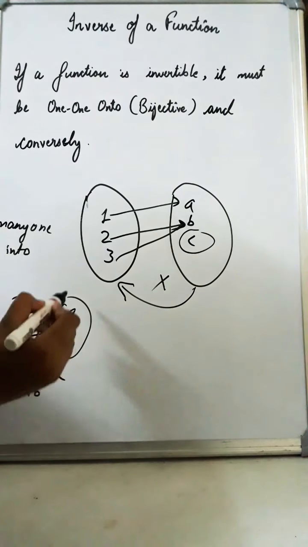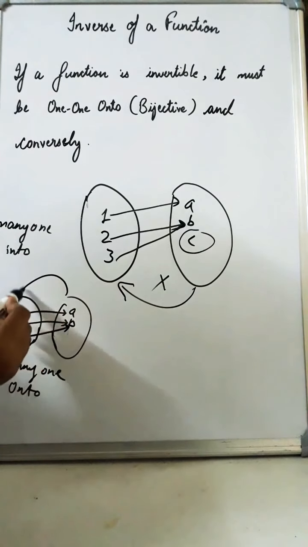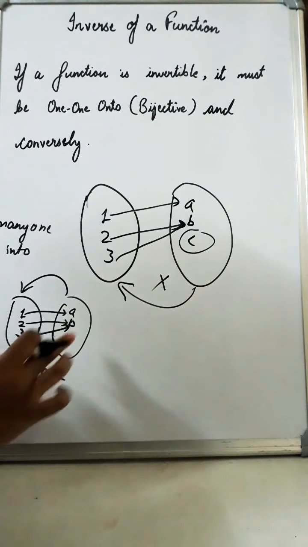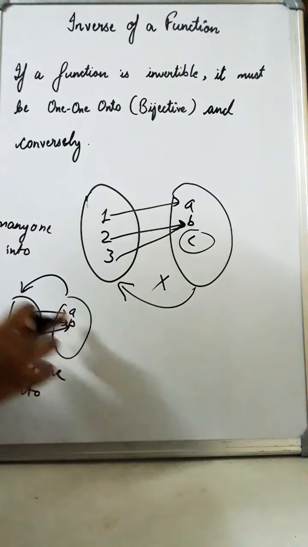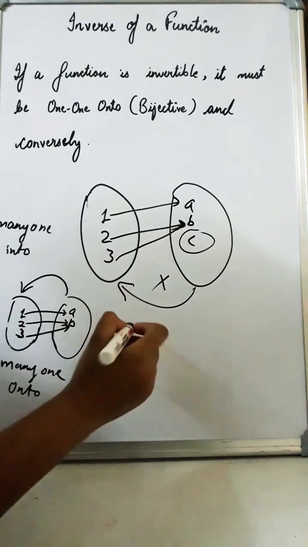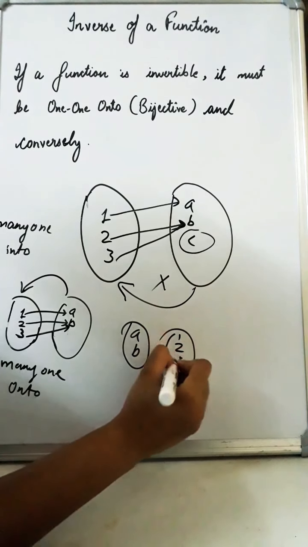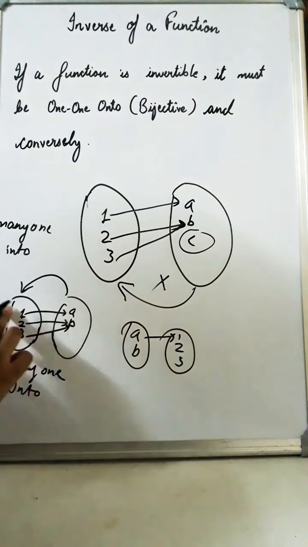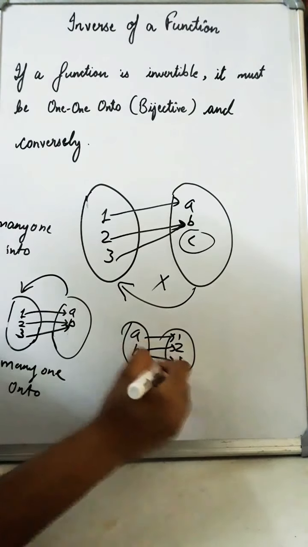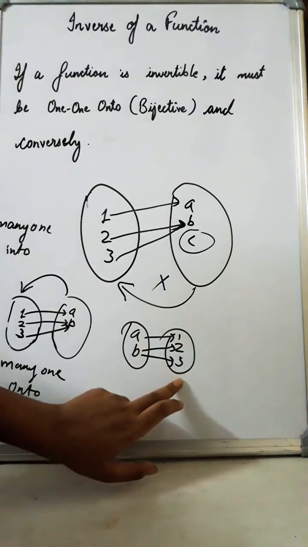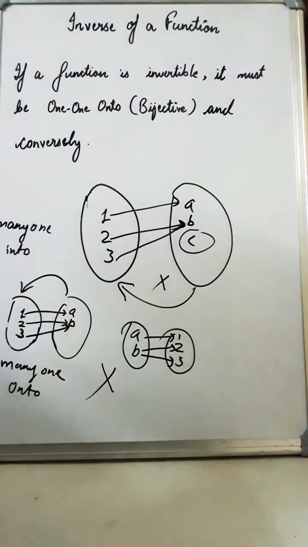But when you are to find the inverse of this function, suppose it goes the reverse way. Now you see, again this is not a function in the reverse way. Why? Because for B you have 2 also, for B you have 3 also. Suppose A, B and 1 2 3: A is mapped to 1, B is mapped to 2 also, 3 also. Now again this is not a function because B does not have a unique image in the codomain. So this can also not be a function.